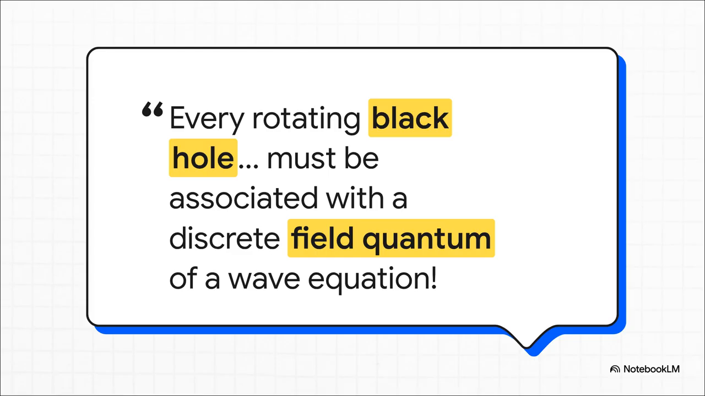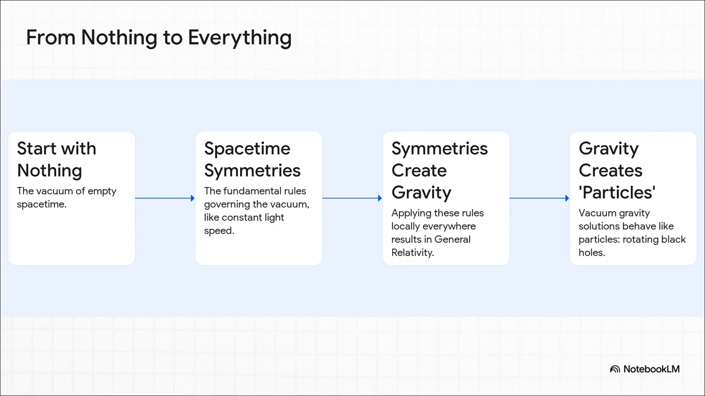The most profound, the most radical claim of the whole theory. Those little ripples in the fields, those quanta that we call fundamental particles, are actually, mathematically speaking, the same thing as microscopic, rotating black holes. Let that sink in. An electron, in this theory, is a tiny black hole. Wild, right? Now, the logic here is actually incredibly elegant.